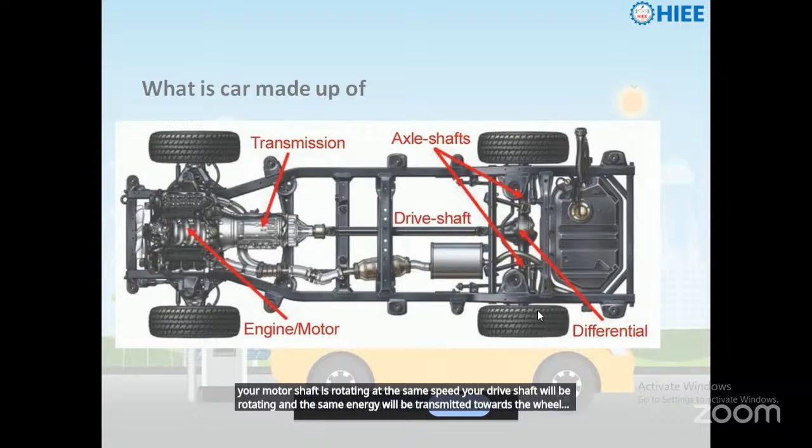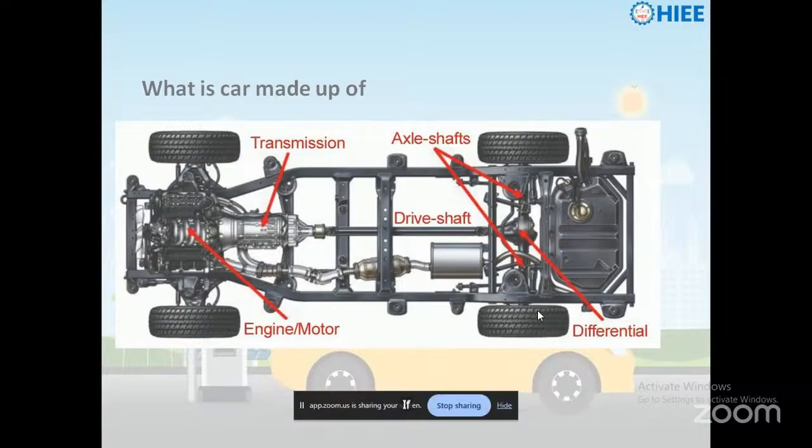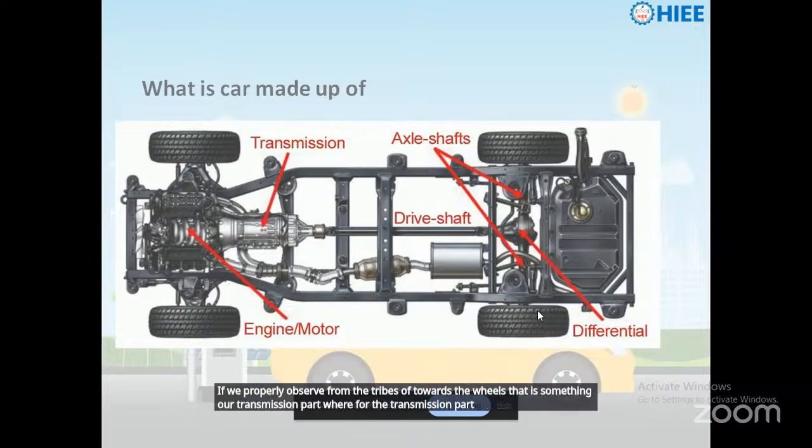Now, if we observe properly, from the drive shaft towards the wheels, that is our transmission part. For the transmission part, we need some object to rotate it and propel the vehicle. That object is known as our motor. Whenever we come to the motor, we have the stator, and inside the stator, we have the rotor.